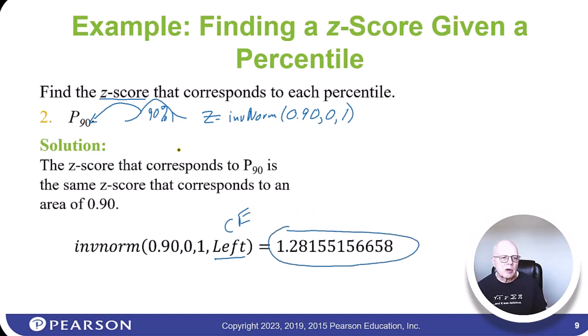Now in the picture up here, if you look back, notice that this particular spot is on the positive side. And as you can see down here, sure enough, we've got a z value that's a positive 1.28155, etc.